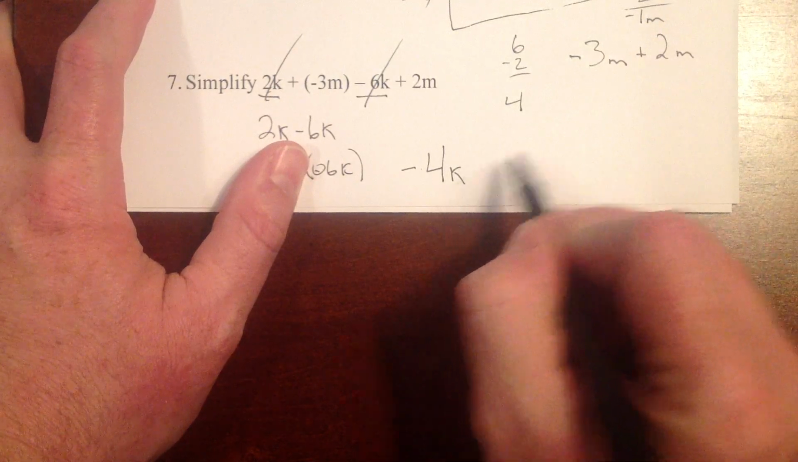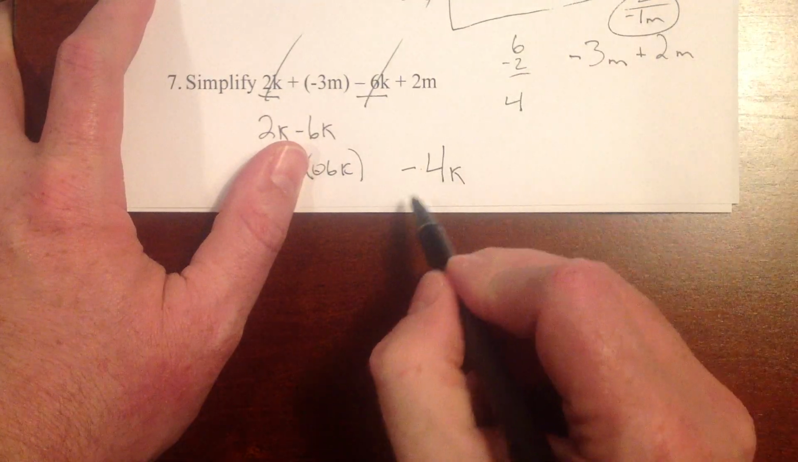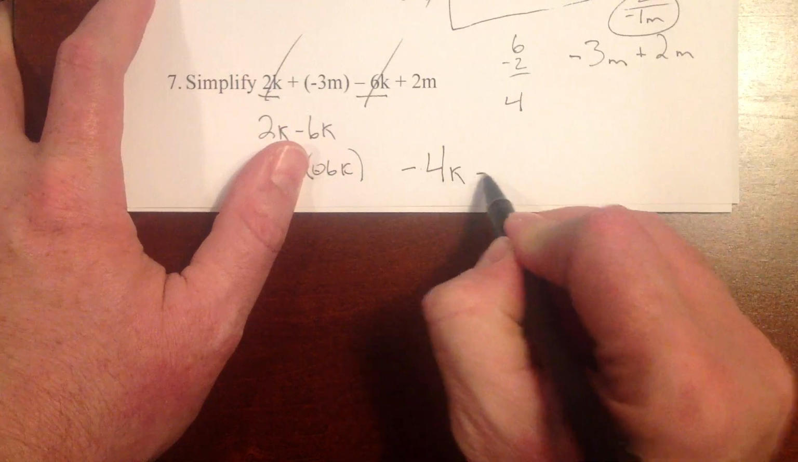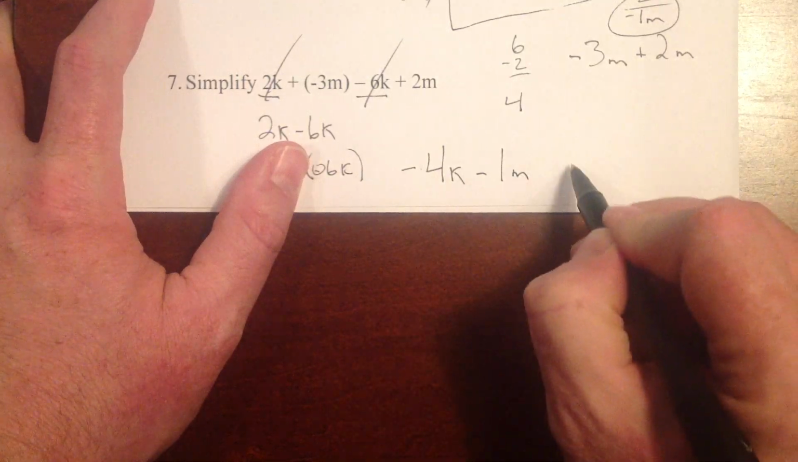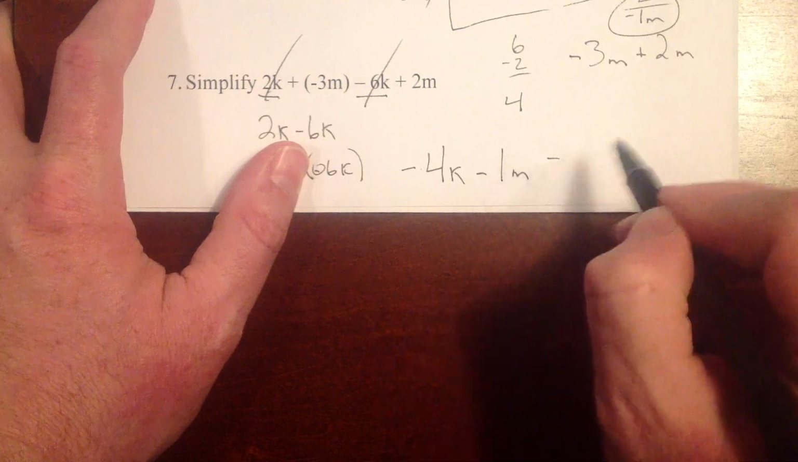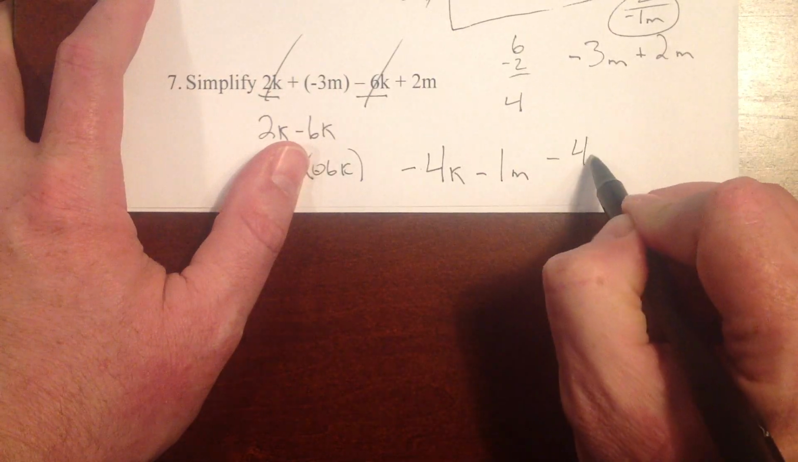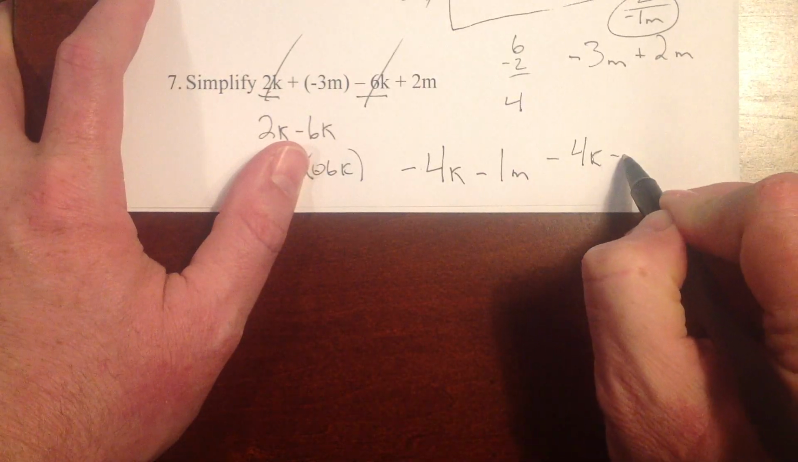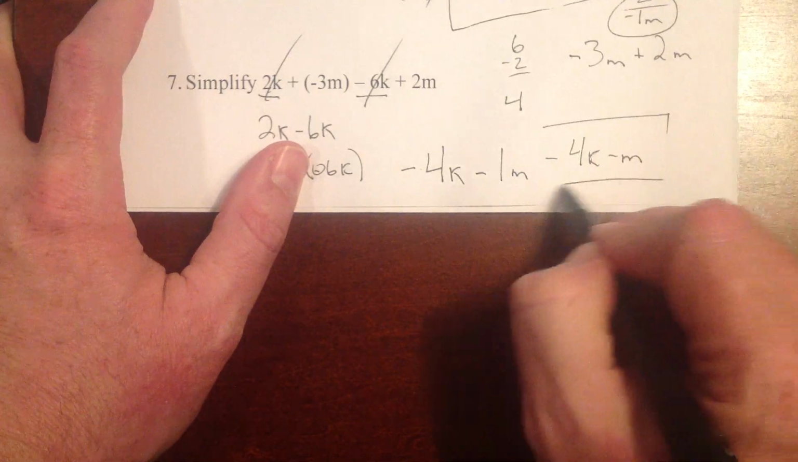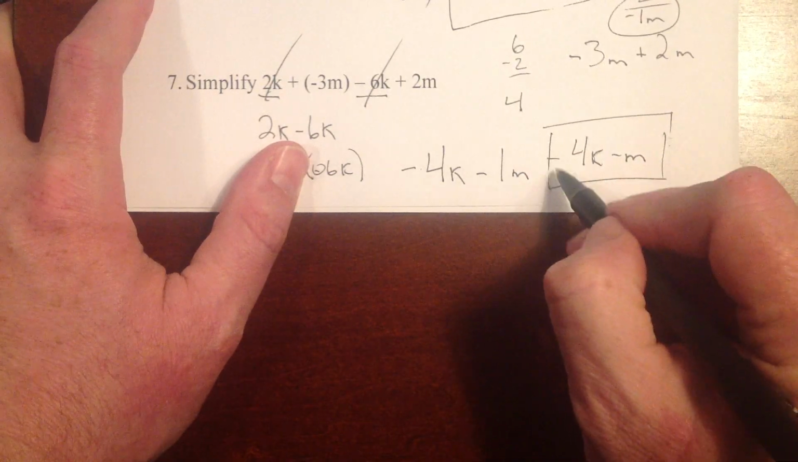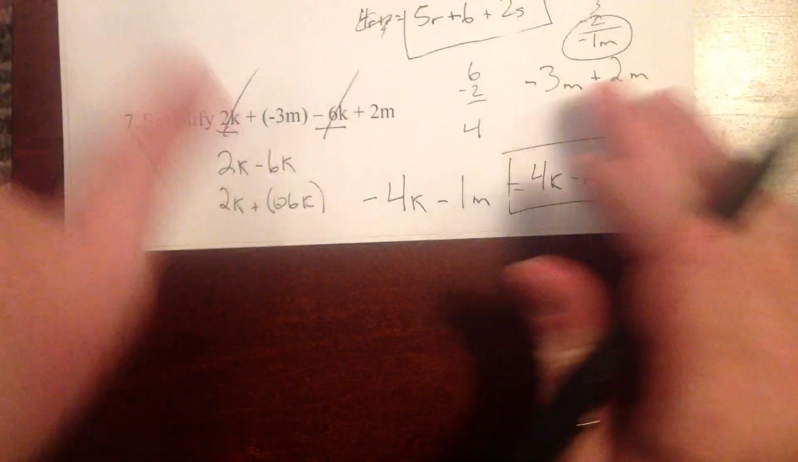So now I've got this left. So it's going to be negative 4k minus 1m, or you could simplify it and leave that 1 off there and say negative 4k minus m. Forgive my pen's running out.